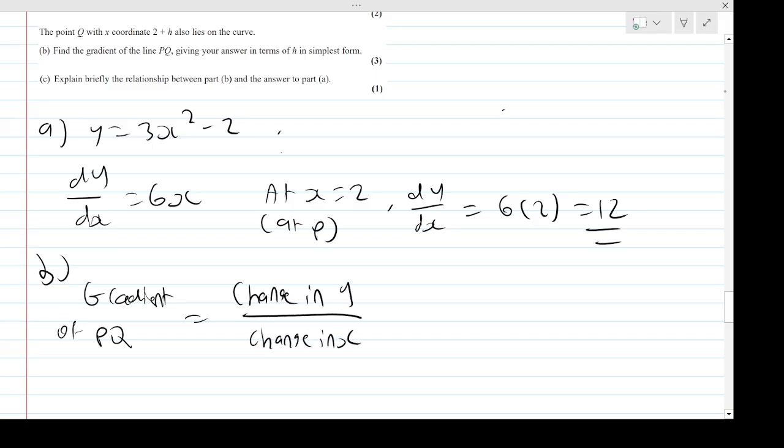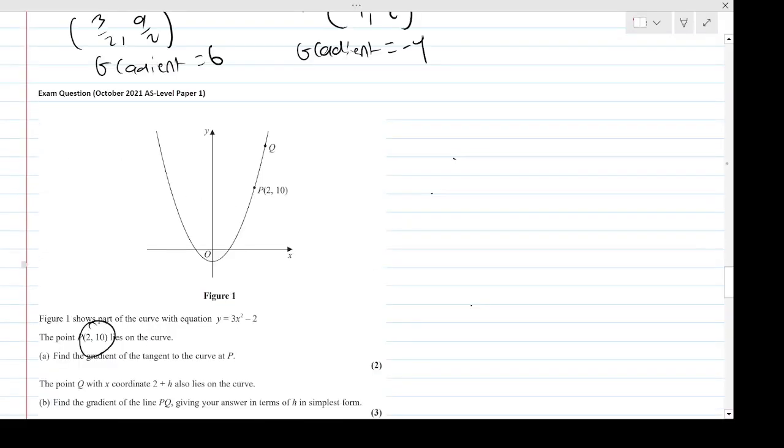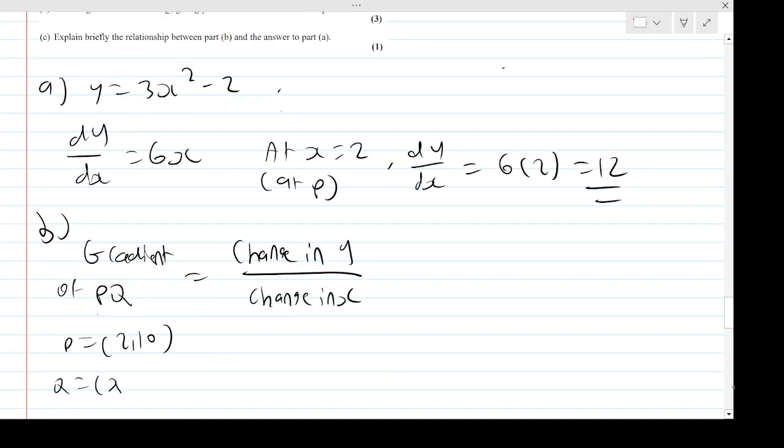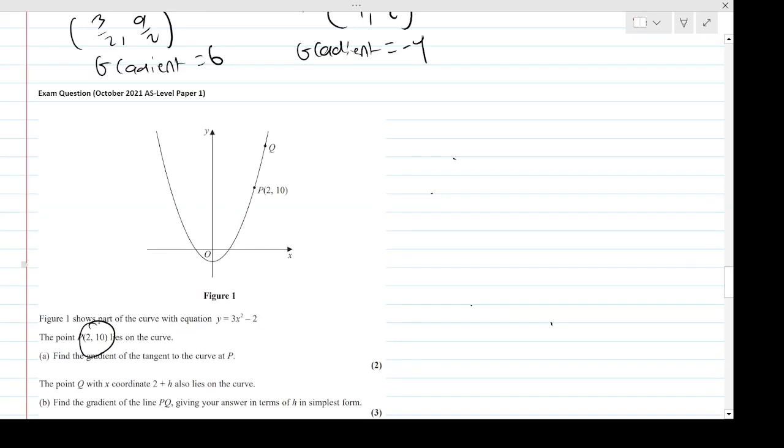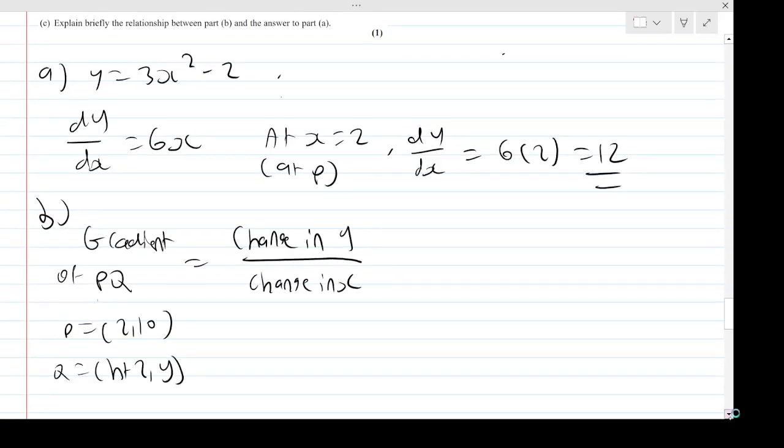Okay, so it's going to be changing y, changing x between these 2 points. Well, we know that P is (2, 10). We were given that. P is (2, 10), which is here. And Q, well, we know Q is going to be (x, y), but we were told the x coordinate, right? We were told that x at Q, the x coordinate, is h plus 2. Okay, but we don't know the y coordinate, right? We don't know the y coordinate.